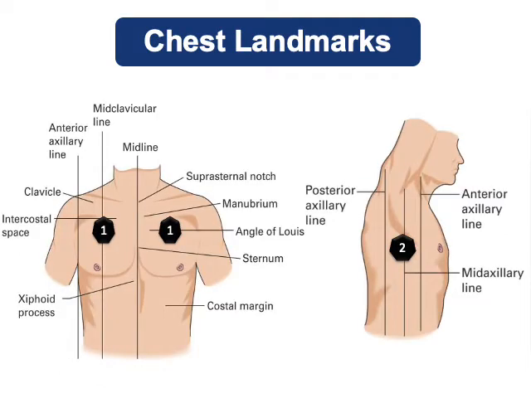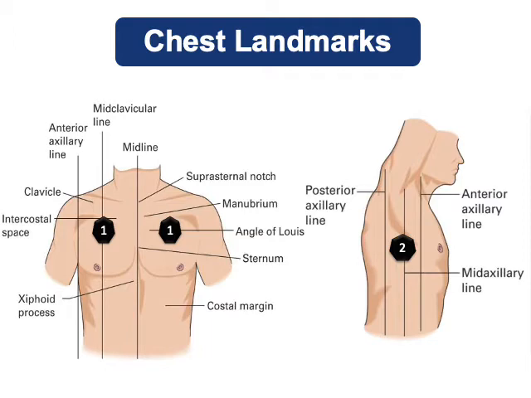Now the chest, this is the thorax. So this is divided up the same way. You have a midline, you have a mid-clavicular line, which is the nipple line essentially. You have a mid-axillary line. Same plane, same lines, essentially, as we talked about a little bit earlier. These numbers that you see that I put on the picture right here, these are landmarks for checking lung sounds.